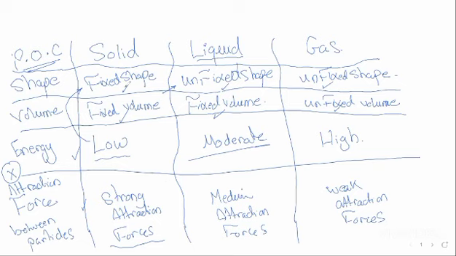Okay, so another one, and I can ask another student: why do liquids have an unfixed shape? Liquids have an unfixed shape because particles can move from their places. They have a moderate amount of energy. They can slide over each other.